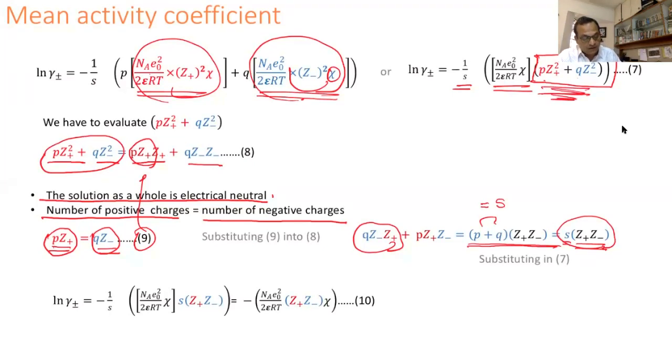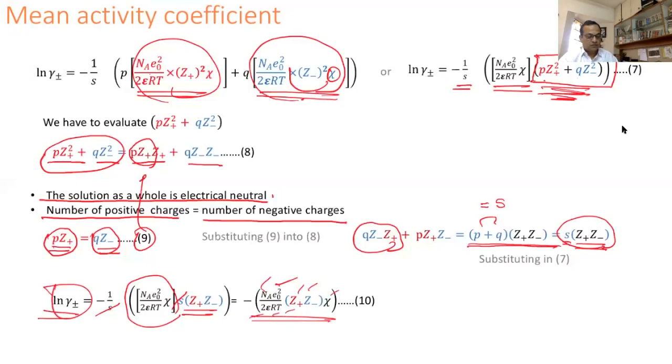Equation number 7. So what I get here is ln gamma plus or minus is nothing but equal to, all the rest of the things are constant. Only I put S z plus z minus. So I can rearrange this equation. S and S will go. So what I get is this equation: N_A e0 square upon 2 epsilon RT, z plus z minus into chi, equals ln gamma plus or minus.